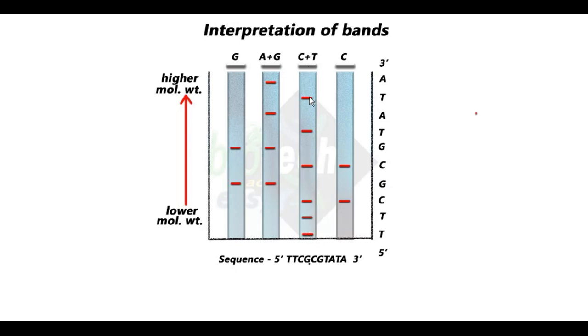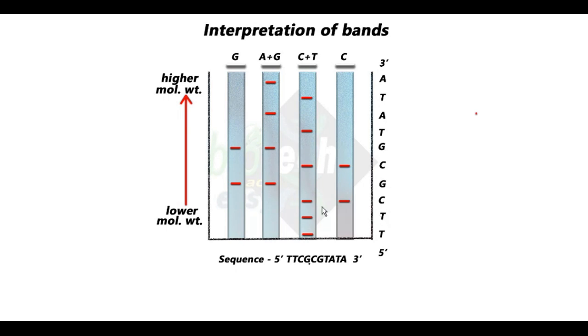So you see, this band is present only here, not here. So that means it is showing T. Then the second band is also present in C plus T. So that means it is also going to be T.